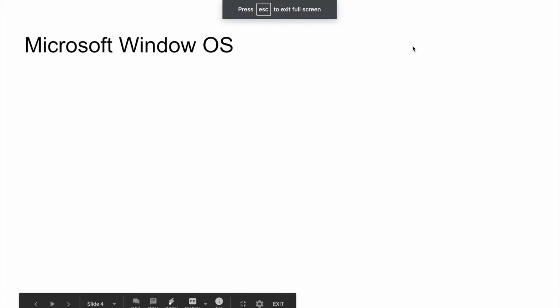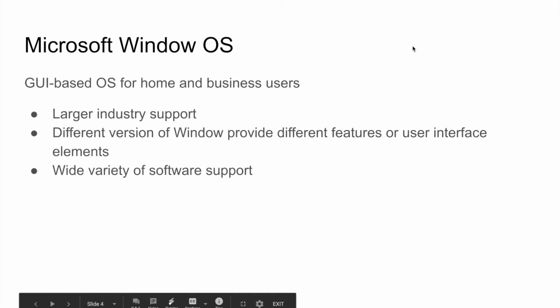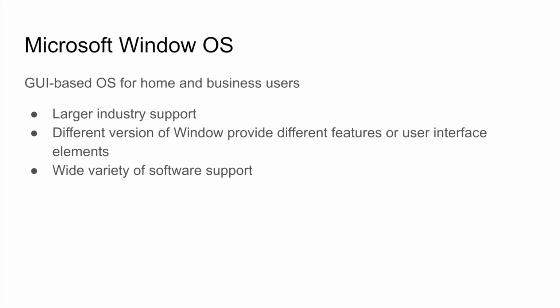Microsoft Windows is a GUI-based operating system for home and business users. It has larger industry support, and different versions of Windows provide different features or user interface elements. It has a wide variety of software support too. Microsoft Windows has different editions.